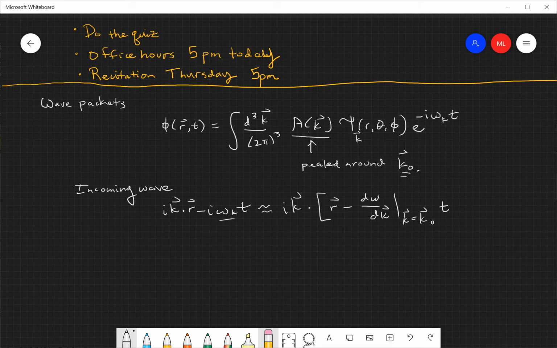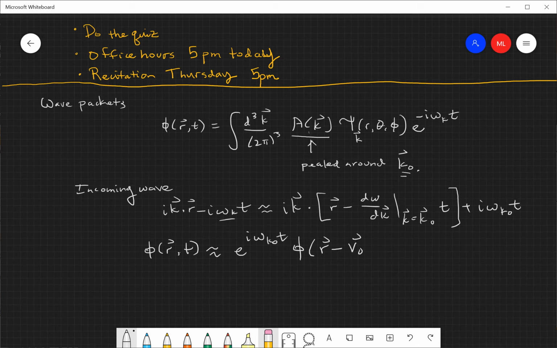It's that velocity multiplied by t. And then there's also a phase factor that comes out. That's just an overall phase that depends on the initial momentum. But the point is that for the incoming wave, there's this phase factor, and otherwise it looks just like the wave function at t equals 0, so your initial wave packet, right? But it gets translated by a velocity.